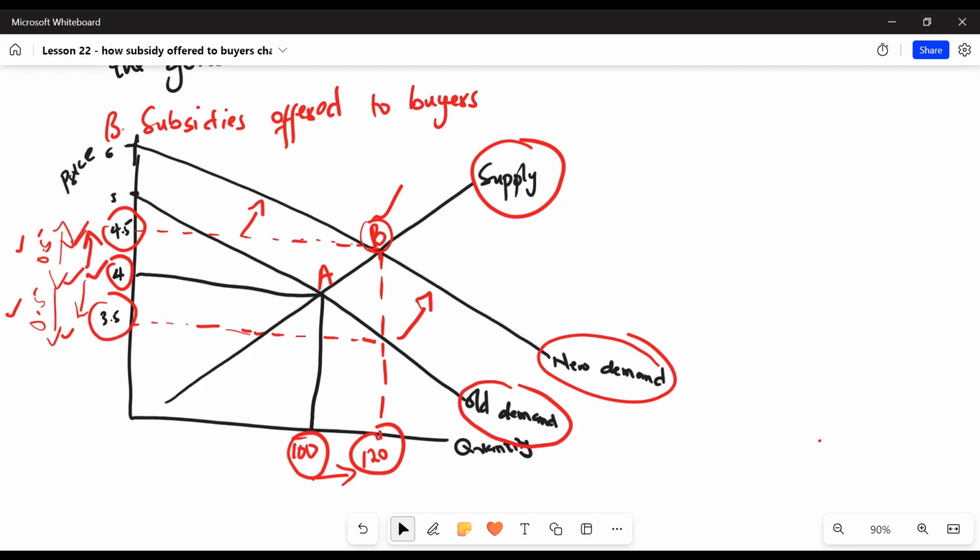Now, it's not always the case that the benefit will be shared equally between the two parties. It could be that one party will receive more benefits than the other, or the benefit can be accrued entirely by one party and the other party completely loses out. And this will be influenced by the nature of the demand and supply elasticities. So this is all that we have for our lesson on how subsidies offered to buyers shape equilibrium outcome.